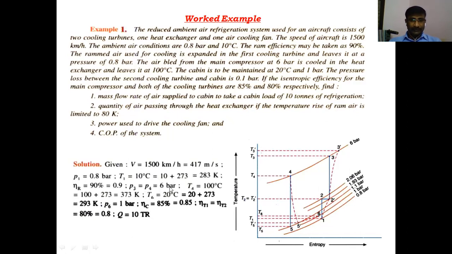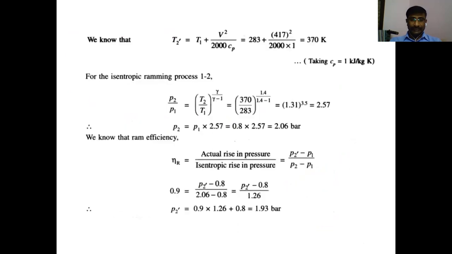Pressure after the main compressor is 6 bar. Temperature after the heat exchanger is 100 degrees centigrade. Temperature of the cabin is to be maintained at 293 kelvins, and cabin pressure is 1 bar. Efficiency of the compressor is 85%, and the efficiency of both turbines is 80%, not 85% here. Cooling load in the cabin is 10 tons of refrigeration. Clear? After writing the data, we have to find the temperature and pressure at each point.